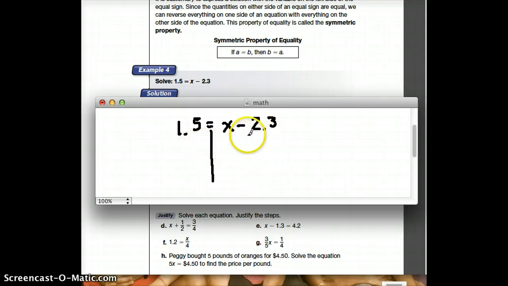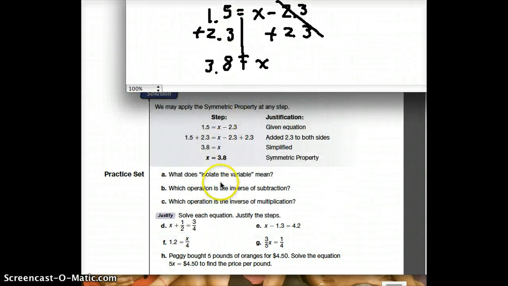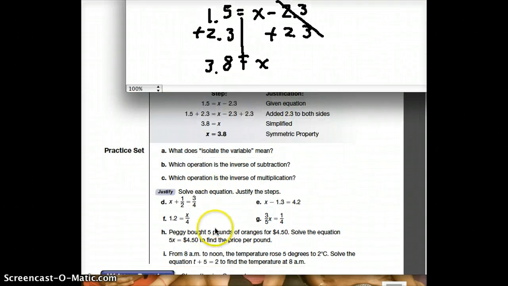How do I do that? Well, what's the opposite of minus 2.3? It would be add 2.3. Okay, add 2.3. That gets rid of it. Add those together. That would be 3.8 is equal to x. There you go. Okay, so go ahead and do the practice set, A through I.